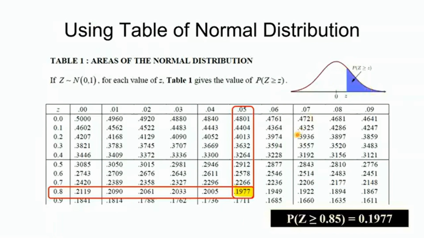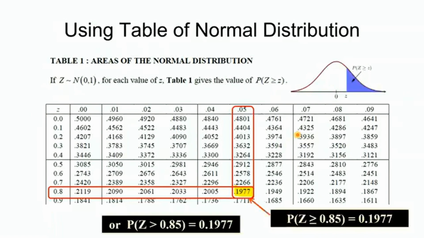Because the probability of a single value of X is also 0, you can consider Z more than 0.85 also as 0.1977. It is the same: more than or equal to 0.85 is equal to 0.1977.